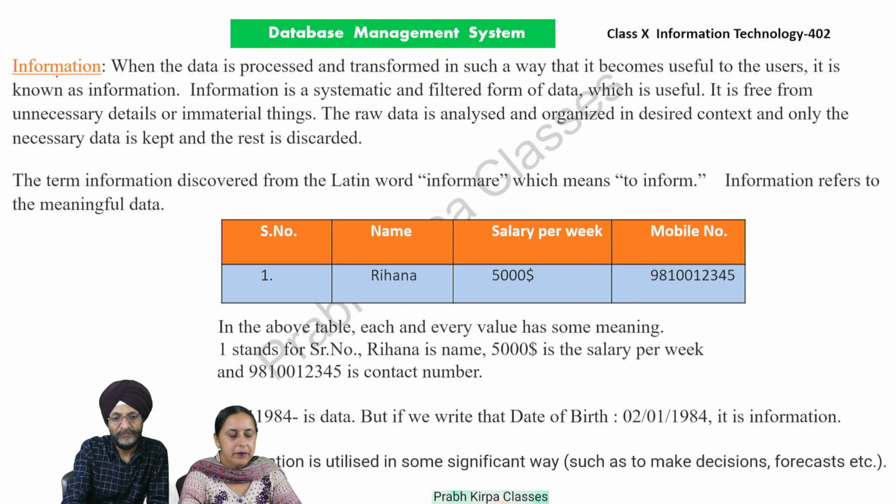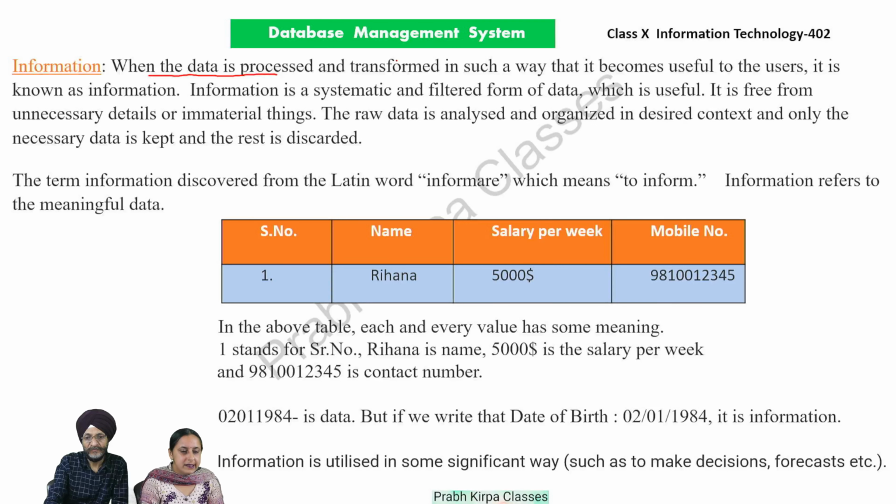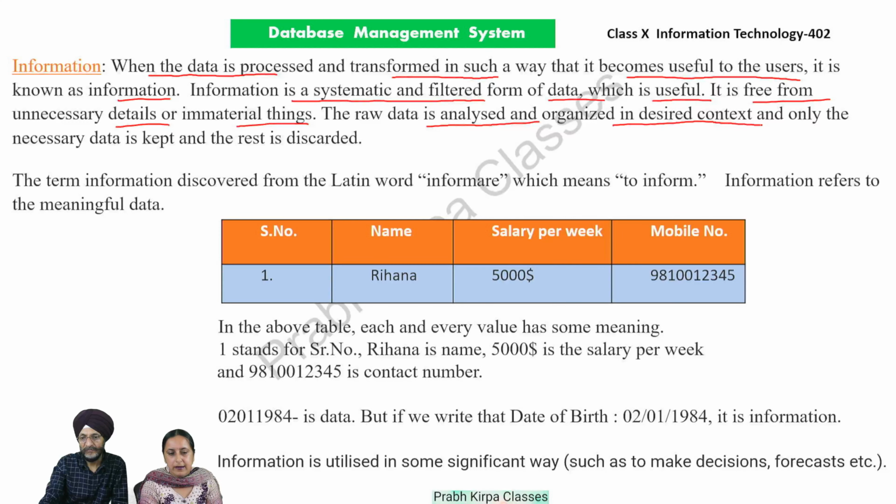After having understood the meaning of data, it is also important for us to understand the meaning of the word information. When the data is processed and transformed in such a way that it becomes useful to the users, it is known as information. Information is a systematic and filtered form of data which is useful. It is free from unnecessary details or immaterial things. The raw data is analyzed and organized in desired context, and only the necessary data is kept and the rest is discarded. The term information is derived from the Latin word informare, which means to inform.